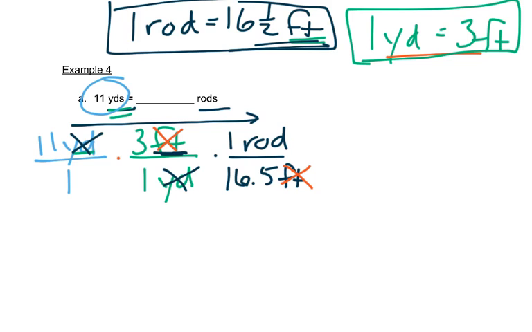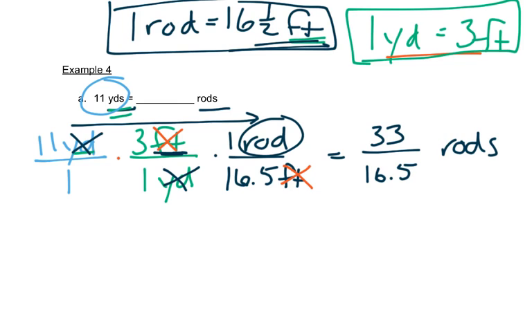We take 11 times 3 times 1, and we get 33. 1 times 1 times 16.5 is 16.5. We have rods left. That's good. That's what we wanted. And we get 2 rods.